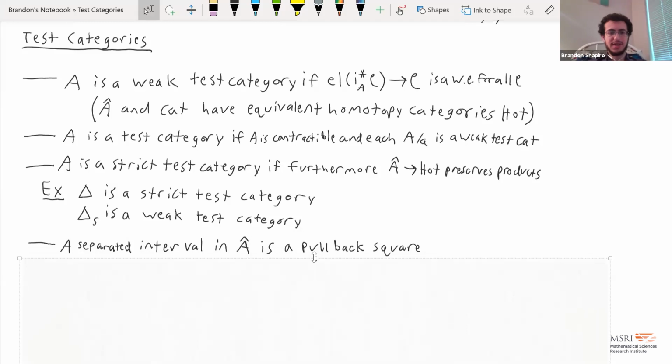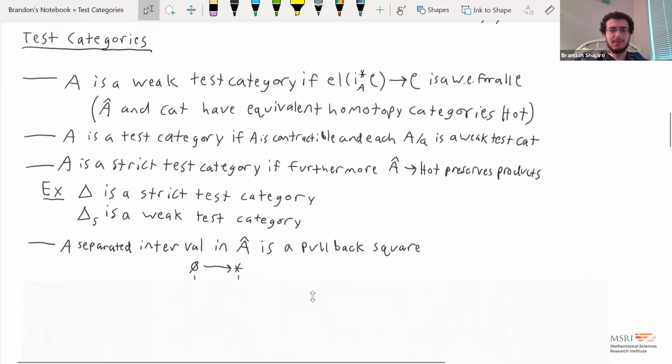So one of the tricks I mentioned for proving something is a test category is using intervals. It makes a lot of sense to talk about intervals in homotopy theory because, again, it's something we use all the time. And here, what I mean by interval, in particular a separated interval, is a diagram like this, where we have an object I in A hat. So I is some presheaf over A. It has two maps from the terminal presheaf, and it's separated when this map is a pullback. So when these two maps into I are disjoint from each other.